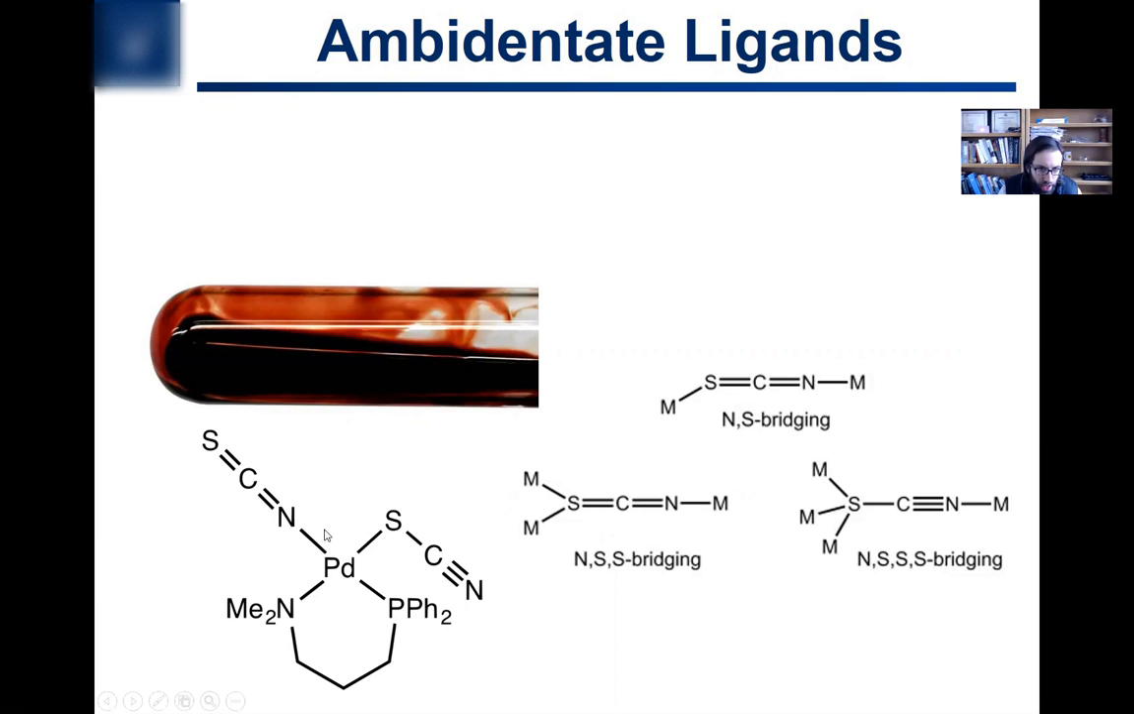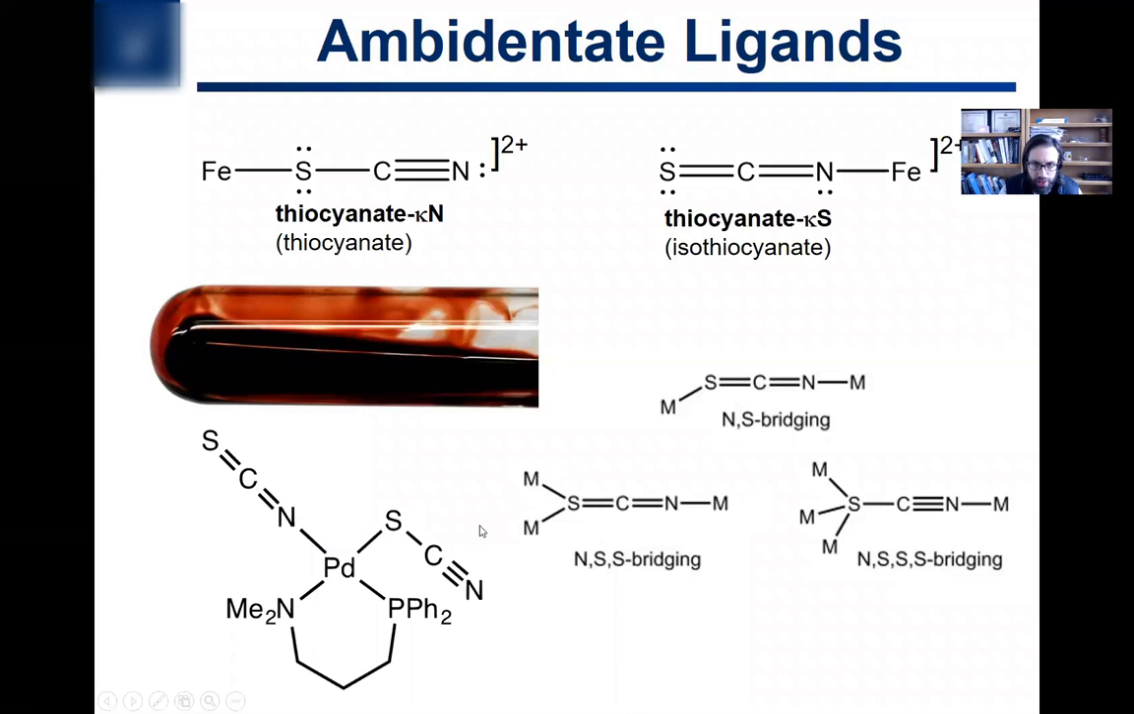Here is an example of a palladium compound where you have two different binding modes of the thiocyanate ligand in one molecule. So that's pretty interesting. A newer and better way to name the different binding modes is using kappa, and we'll use that throughout this course. And so instead of calling this thiocyanate, we're going to call it thiocyanate kappa.